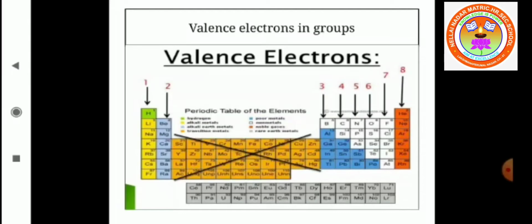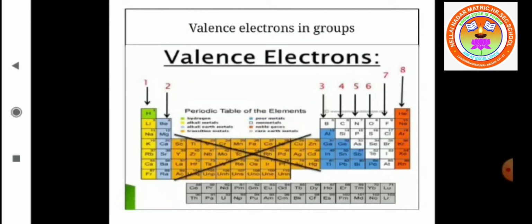Coming to the 13th group, see, why do we leave from the third group to the 12th group? Because those elements have variable oxidation states. They have varieties of oxidation states. That is, a single element, the transition metals, possess more than one oxidation state. Okay children, so we are leaving from the third group to the 12th group.